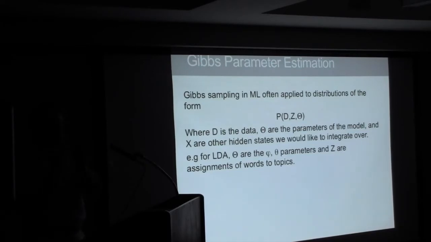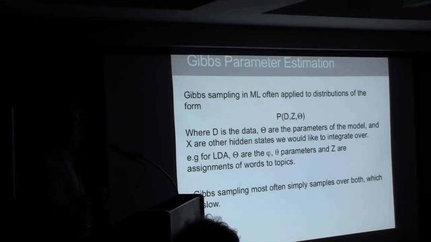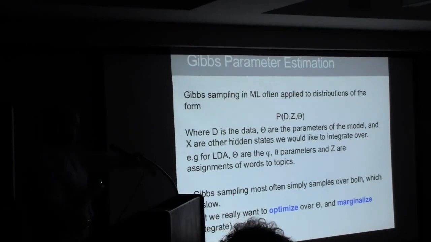But we typically, instead of just sampling from the parameters, we'd actually like to optimize them in practice. So for LDA, the capital theta are the theta and psi parameters that we saw, and then Z is the assignments of words to topics. A standard sampler samples symmetrically the parameters you care about and the ones that you're going to throw away.